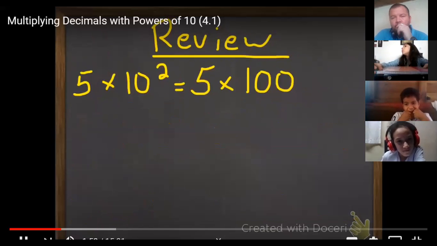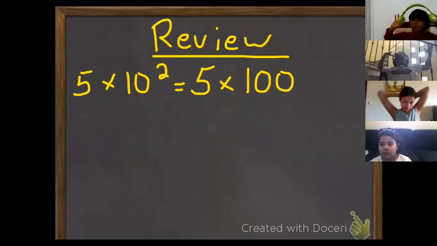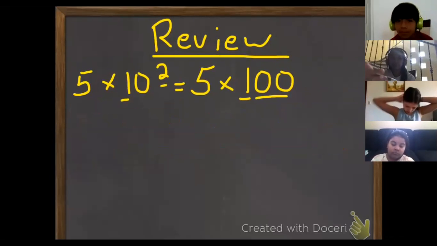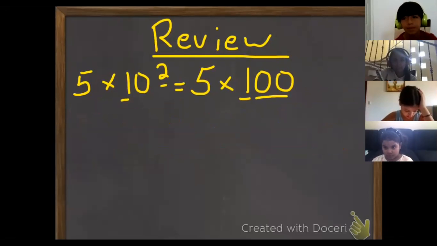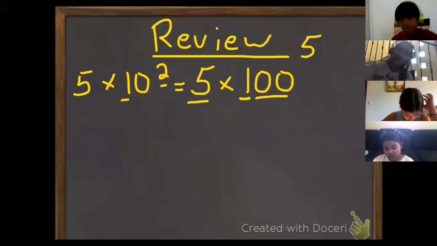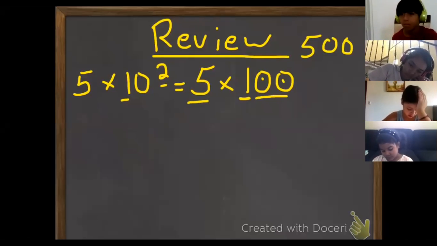Let's look at why that works though. In the example, 5 times 10 to the second, we know that that's the exact same thing as saying 5 times 100, because 10 to the second is a 1 with 2 zeros behind it. We've learned that the quick trick is when you're multiplying by powers of 10, do the fact, 5 times 1 is 5, and then just put the number of zeros that are in your problem behind that number. There's 1, 2, so we put 2 zeros behind it, and we've got our answer of 500.